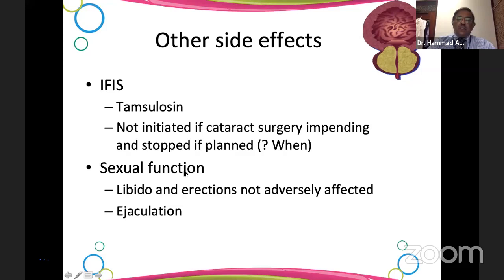As for sexual dysfunction, libido and erections are not affected adversely by alpha blockers. Ejaculation is. And I've recently learned that one of the alpha blockers, alfuzosin, essentially causes less ejaculatory dysfunction. So men who are concerned about their ejaculatory function or who want to have more children should be given alfuzosin rather than tamsulosin, because tamsulosin very effectively paralyzes the bladder neck and can result in retrograde ejaculation.